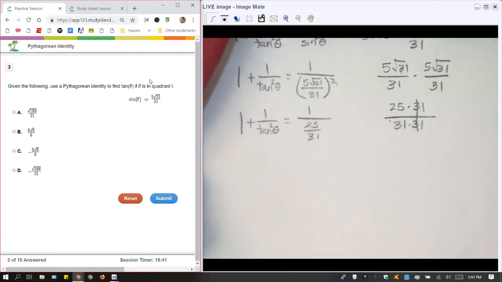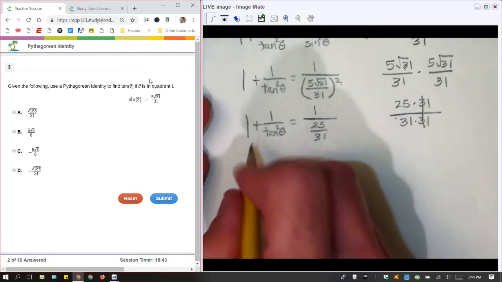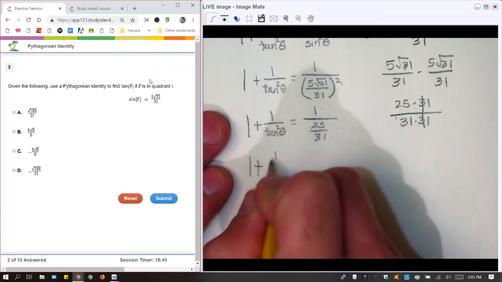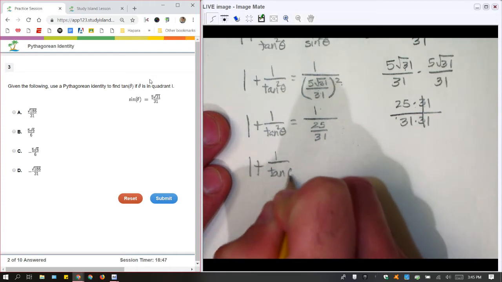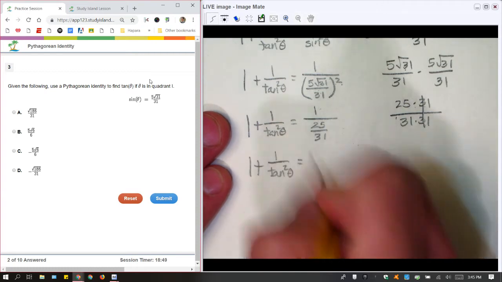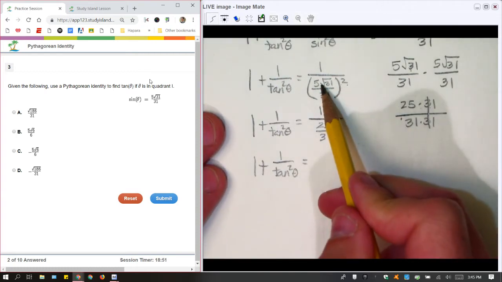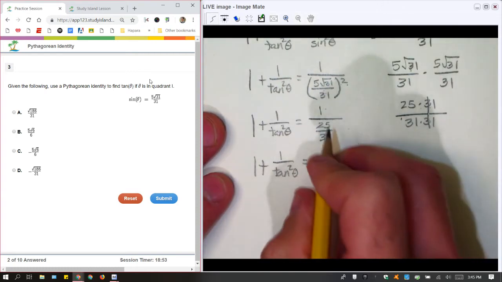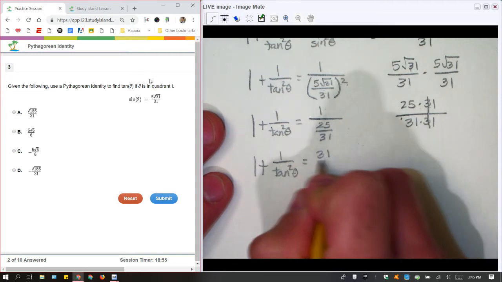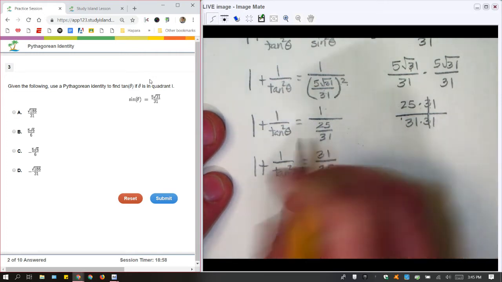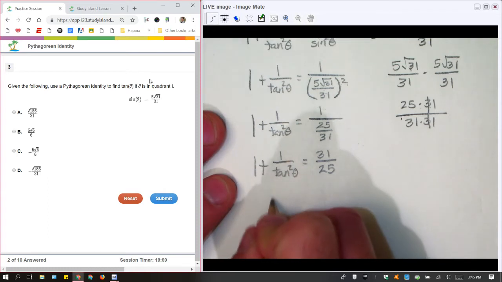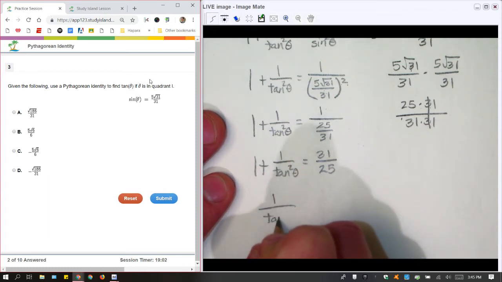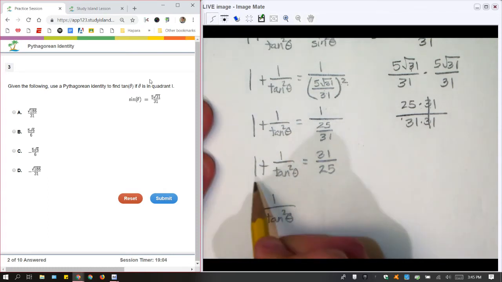So we have a new equation, 1 plus 1 over tangent of theta squared. And feel free to, if you see these patterns coming up ahead of time, I mean, right from here, you could jump to this next part fairly simply. It's going to be 31 over 25. Now we'll subtract 1 from both sides. So we get 1 over the tangent of theta squared.